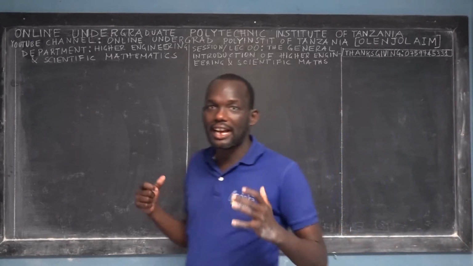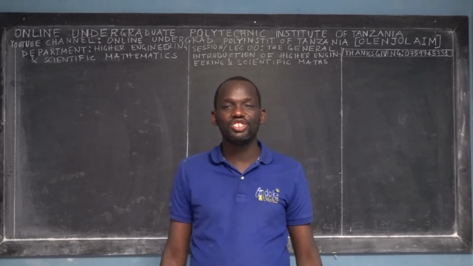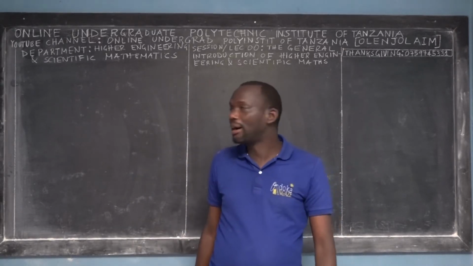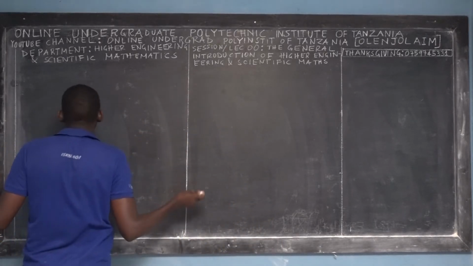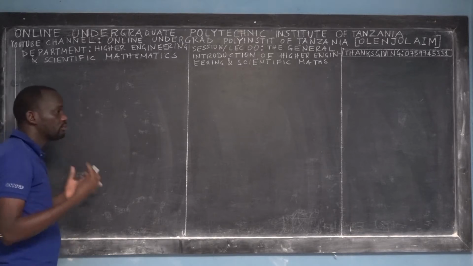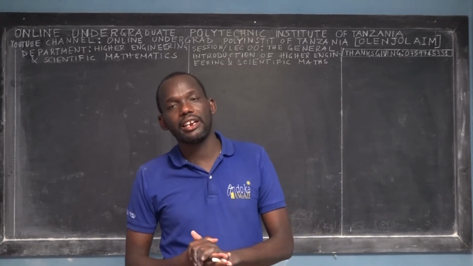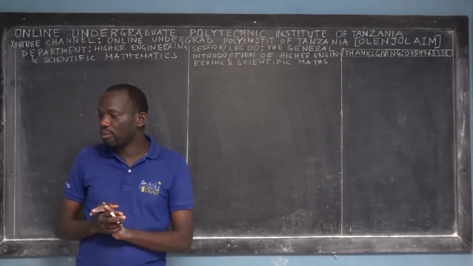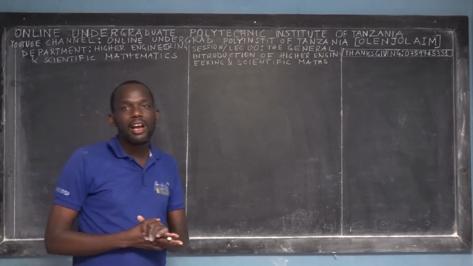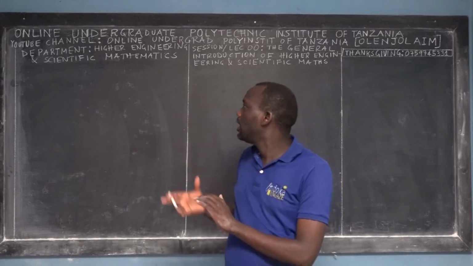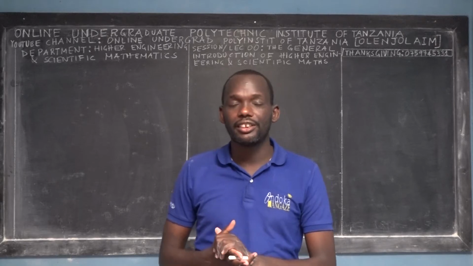Okay, so let us continue with our general introductions of departments of higher engineering and scientific mathematics. As I said, we have two accredited or legal authorities, which are NACTE and the TCU. And I would like to mention some of the universities that have departments of higher engineering mathematics or higher scientific mathematics.